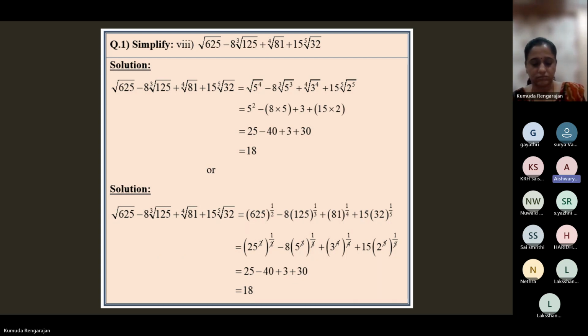Ma'am, I don't understand what you did in the second step of the first solution. Yeah, which part? The second step, ma'am. The 5 square minus, yeah, that one. How many fives under the square root? Four fives. So from 2 fives, one comes out of the square root.